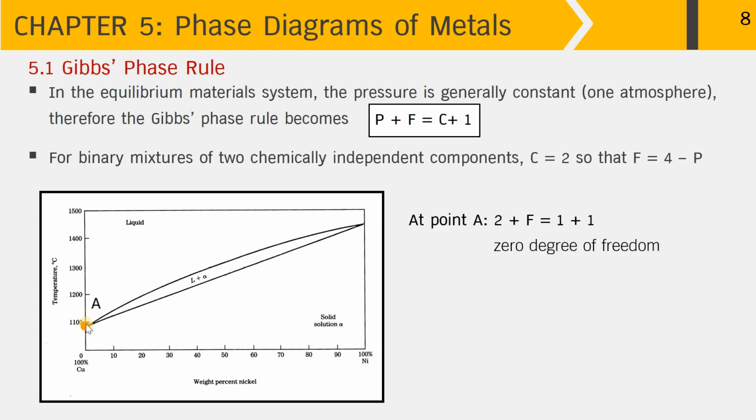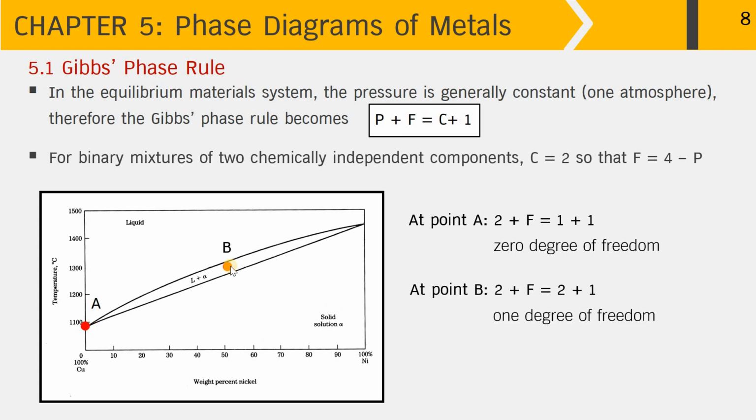At point A, we have just one component, copper, according to its composition. And point A on the temperature line is the melting point of copper. So that means we have two phases over here, one solid and one liquid. When we get back to the Gibbs phase rule, P plus F equals C plus 1, we replace P with two phases, liquid and solid, and C as one component, copper. Then we come out with 0 degrees of freedom, which means that we can't move from this point and still have two phases.